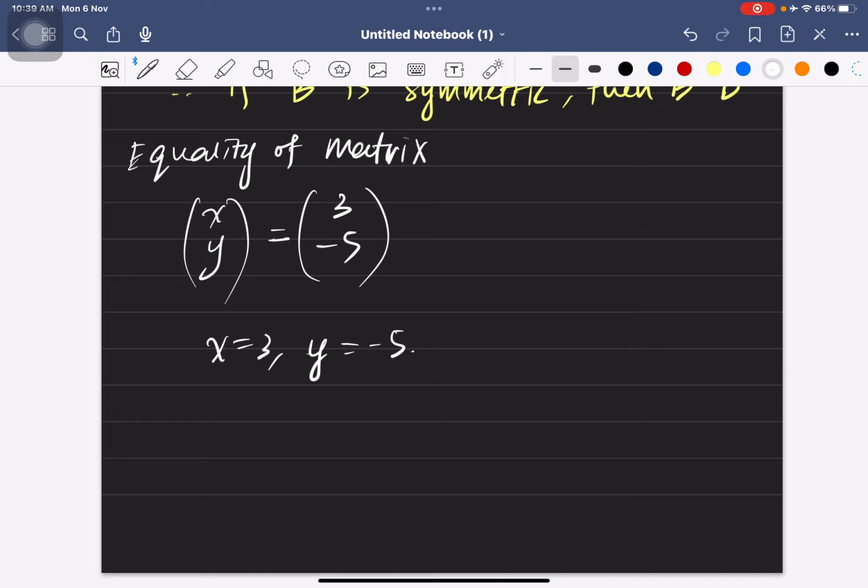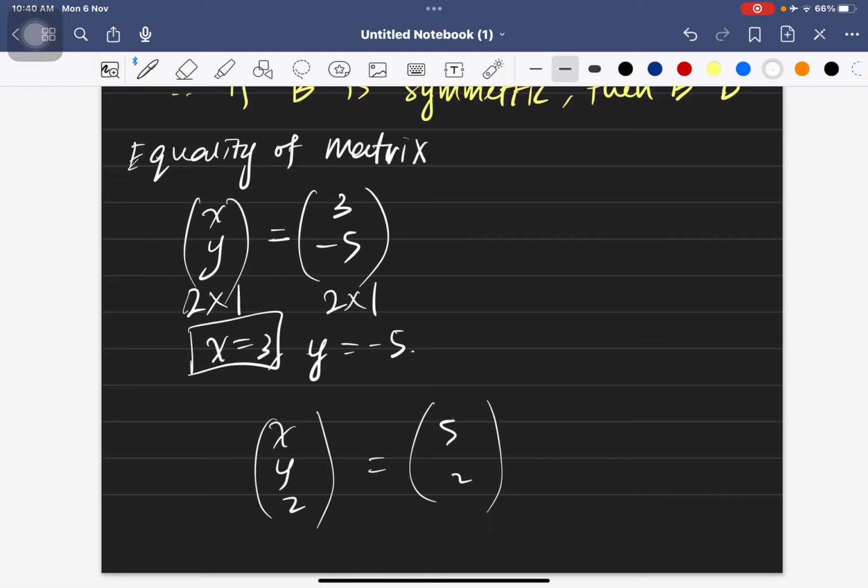If they don't have the same order, then obviously you cannot say that [x, y, z] equals [5, 2]. How can you compare? You can't compare because they are different orders. So x equals to what? You don't know. y equals to what? You also don't know. z equals to what? You don't know either. The equality of matrix can only be applied when it's the same order. For example, this is a 2 by 1, and this is also a 2 by 1. Then I can say that x is equal to 3 and y is equal to negative 5.